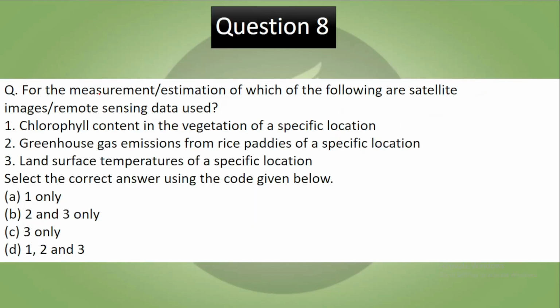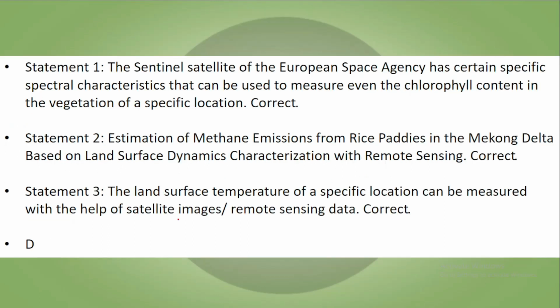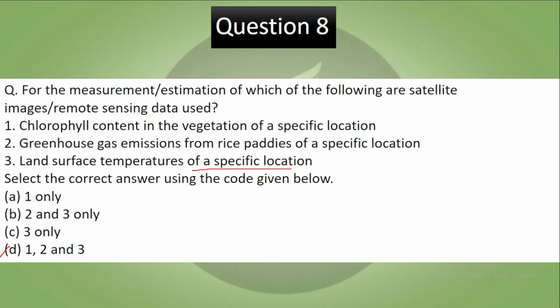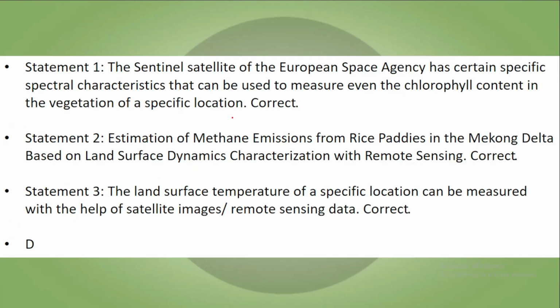Question 8. For the measurement, estimation of which of the following are satellite images, remote sensing data used? Chlorophyll content in the vegetation of specific location, greenhouse gas emissions from rice paddies of specific location, land surface temperatures of specific location. Select the correct answer using the code given above. Pause the video, try to think about it. Now let's see the answer. So your correct answer to this is D, which is all the statements are correct. This all can be done by using the remote sensing data. If you want to read further, you can pause the video here and you can read all this.